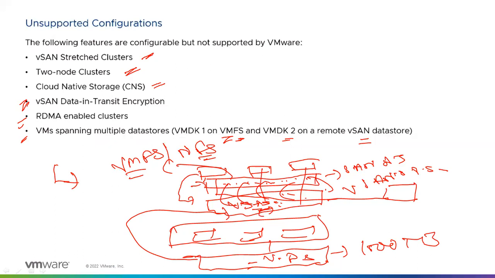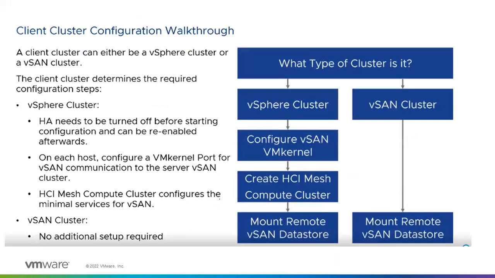And then move the VMs from the remote vSAN data store to local. It's altogether possible, right? So it means that at the end of the day, within a single vSAN cluster, you can leverage two vSAN data stores. One is your local and one is your remote, right?